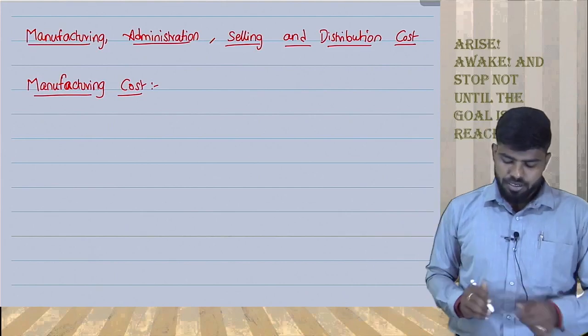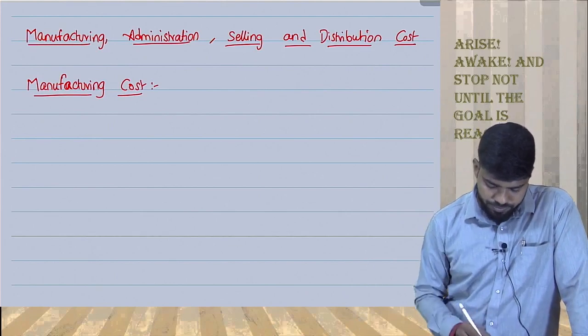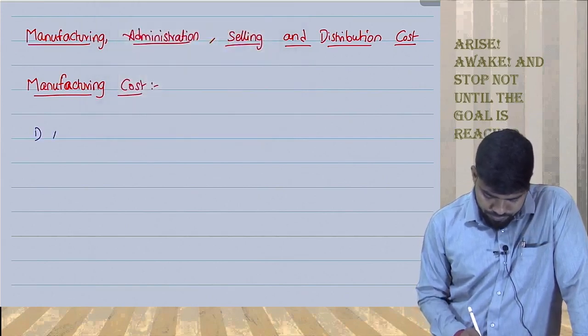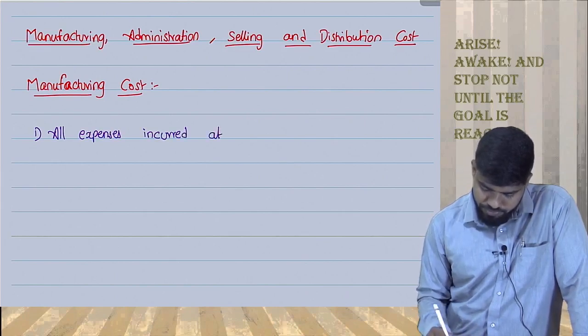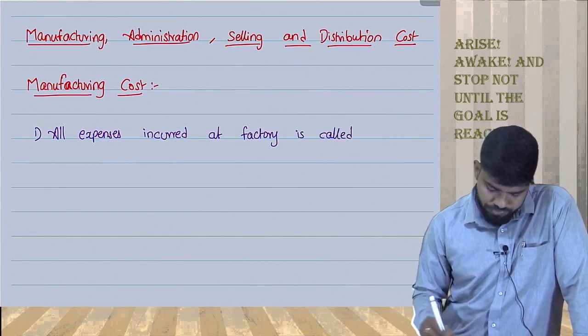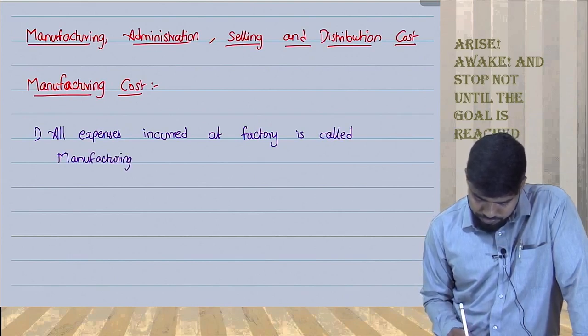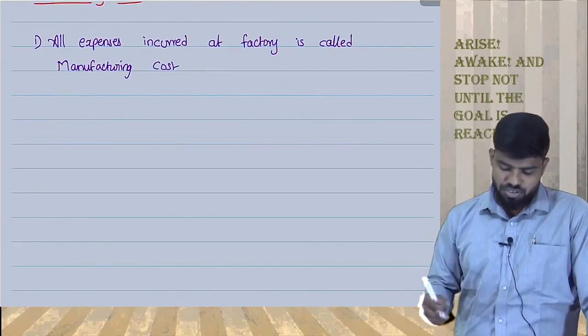Now, see here, I am writing first. All expenses incurred at factory is called manufacturing cost. All expenses incurred at factory is called manufacturing cost.